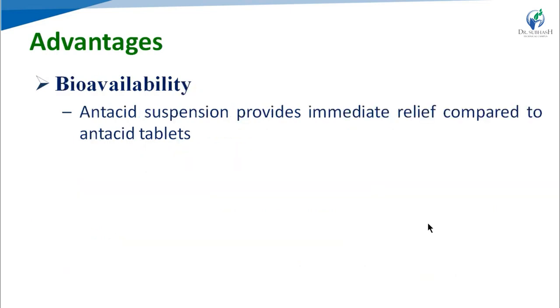Then bioavailability. Bioavailability means availability of the drug in the blood. In the case of suspension, if you are converting the product into a suspension, then as compared to the tablet or capsule, it gives higher bioavailability, as the particle size will be decreased in the case of suspension, and due to that the surface area will be higher. So we can say the bioavailability of suspension will be raised. For example, antacid suspension provides immediate relief compared to antacid tablets, and it will give higher bioavailability as compared to the tablet or capsule. So these are the advantages of the suspension.